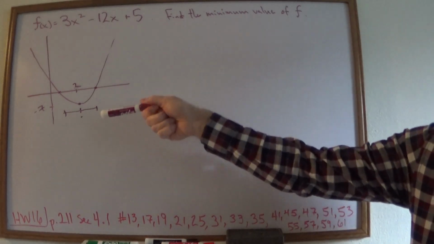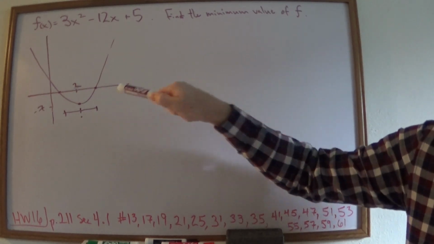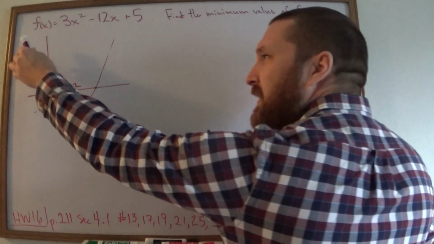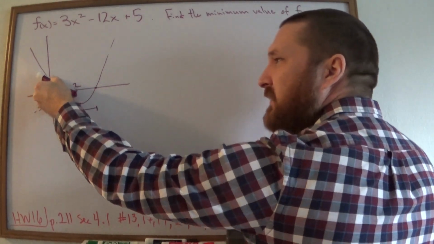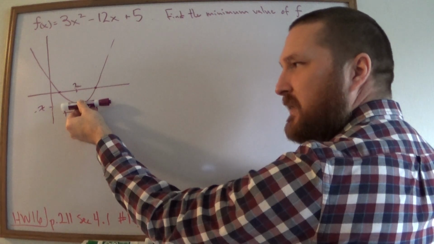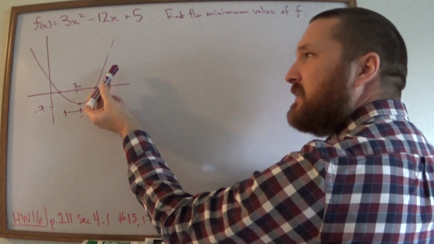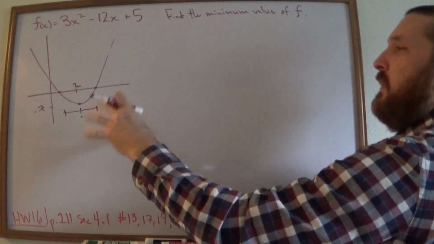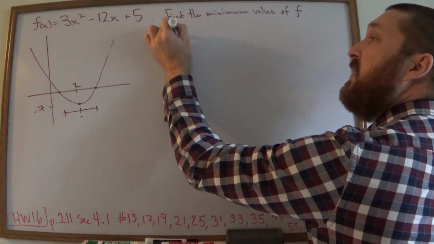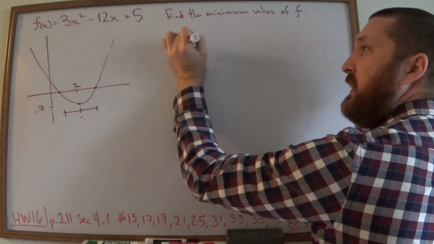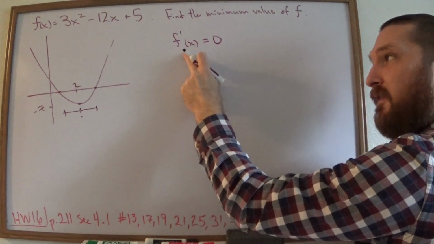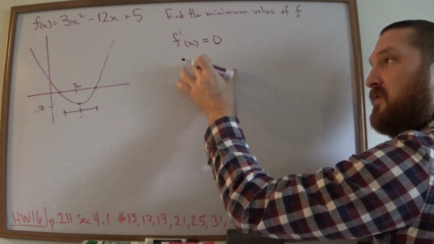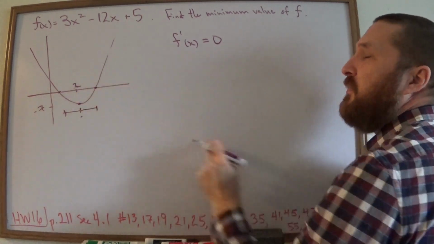At that minimum point, what's the slope equal to there? 0. Because we can see the slope's negative, negative, negative, then this is where the slope is equal to 0, then it becomes positive. So we're looking for the point where the derivative is equal to 0. If we could figure out what f prime is, set it equal to 0, and solve for x, we should come up with that point.